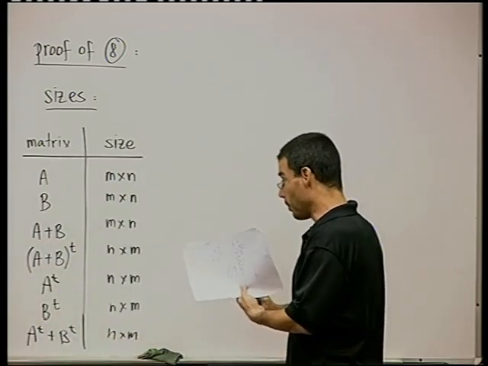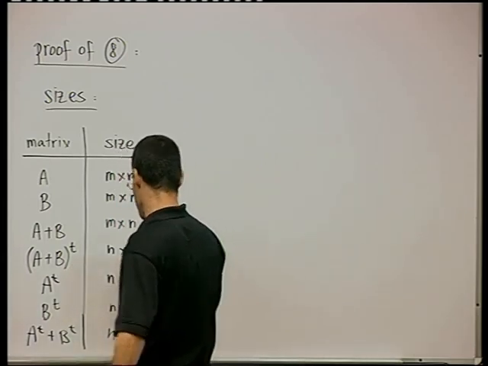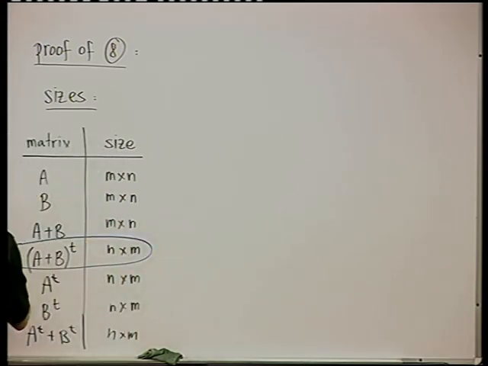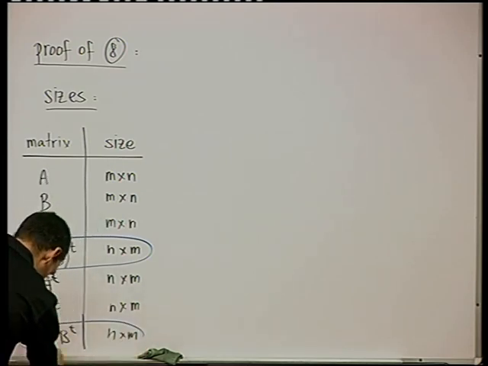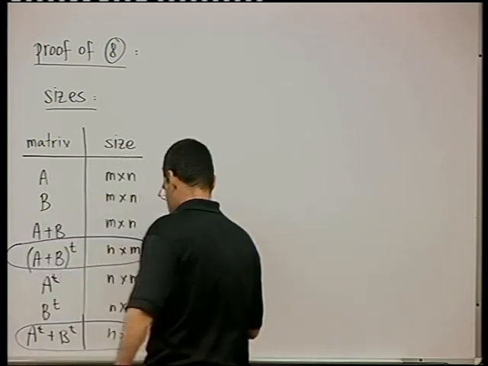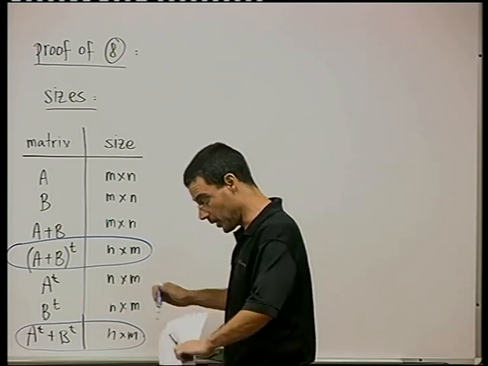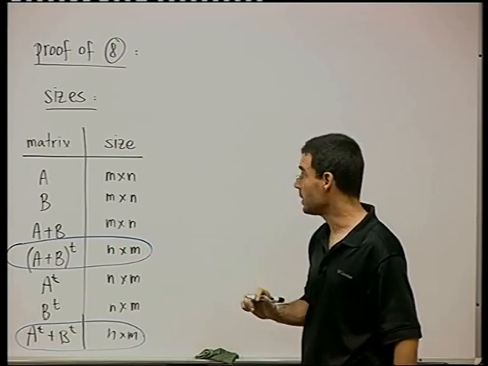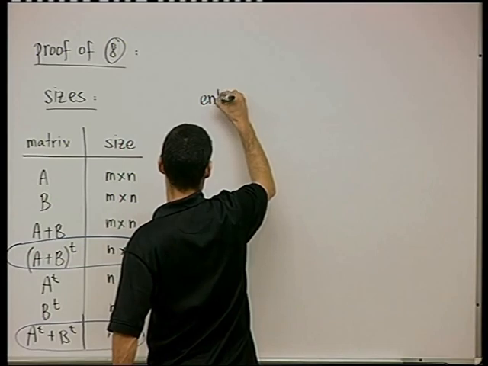Okay? So the point is that the left-hand side, (A plus B) transpose, has size n by m. This is the matrix sitting in the left-hand side of what we're trying to prove. And the matrix sitting in the right-hand side, A transpose plus B transpose, has the same size. So both sides of the equality that we're trying to prove have the same size. That's one part of it. Now we have to prove that they have the same entries. So entries.